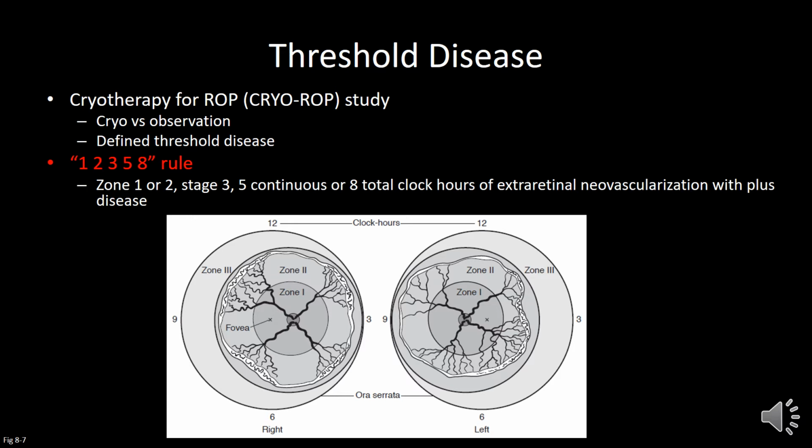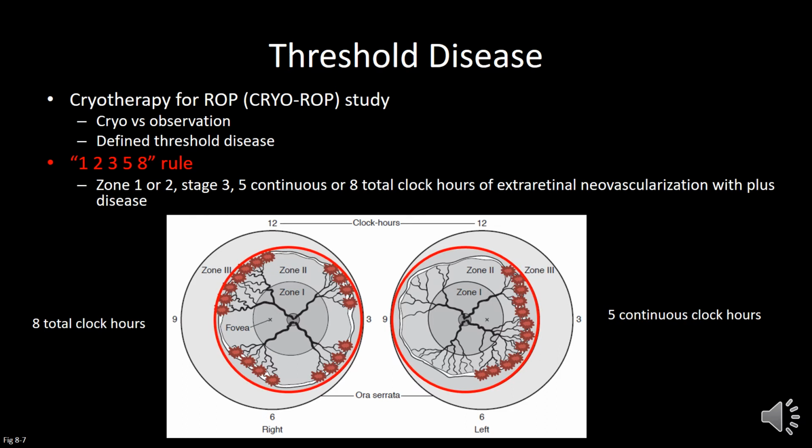This figure shows in the right eye an example of what 8 total clock hours of disease looks like, and the left eye shows an example of what 5 continuous clock hours looks like. The ROP disease shown here is all within zone 2, and the plus disease is shown here.